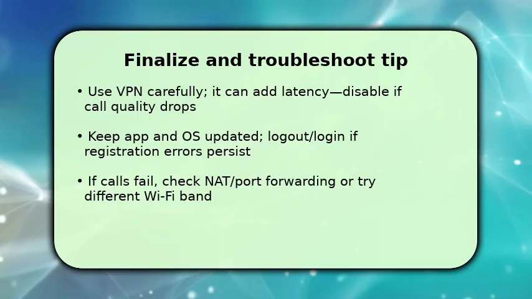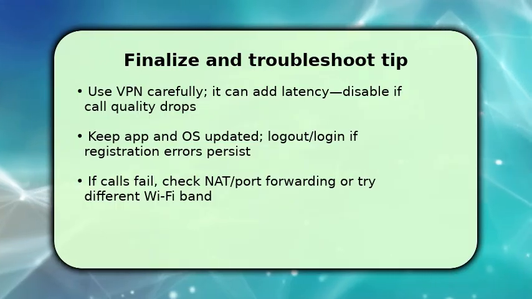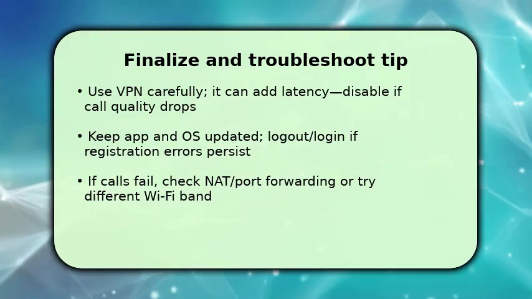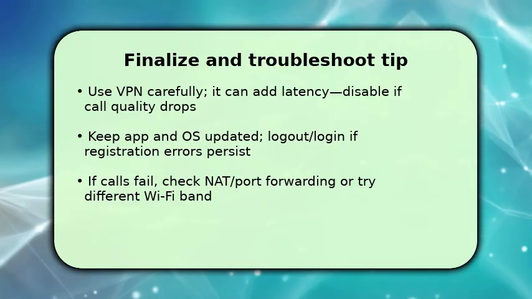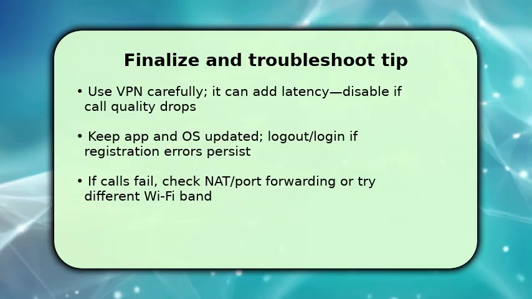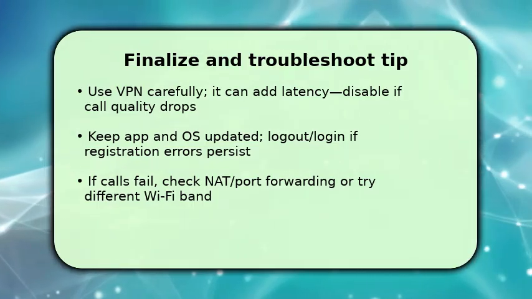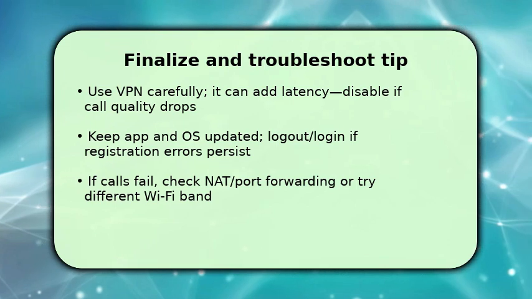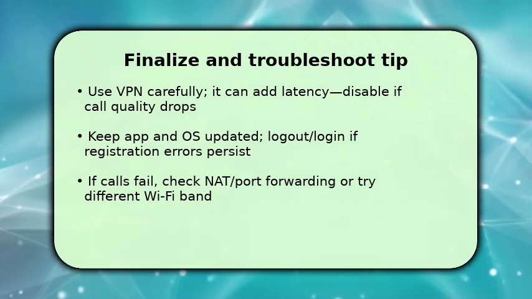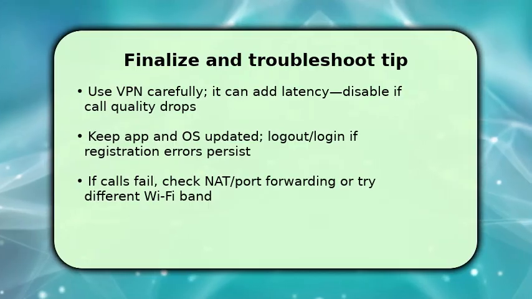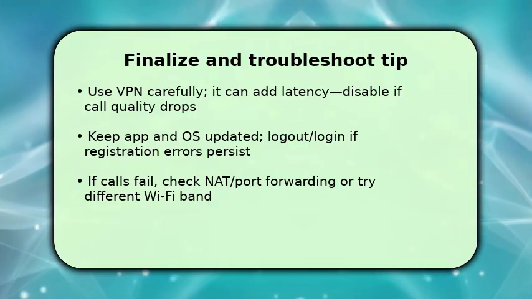For troubleshooting, if calls drop or won't connect, check router NAT type and port forwarding for SIP/UDP. Try switching to 4 GHz versus 5 GHz, and temporarily disable VPNs. If registration errors persist, log out, reboot the device, and log back in to re-establish service.